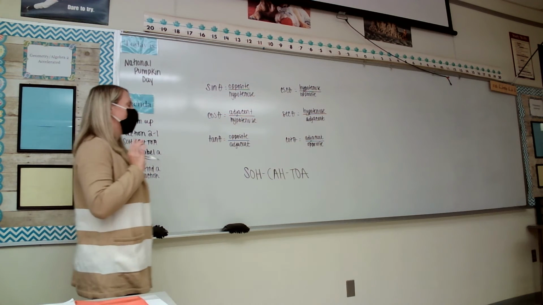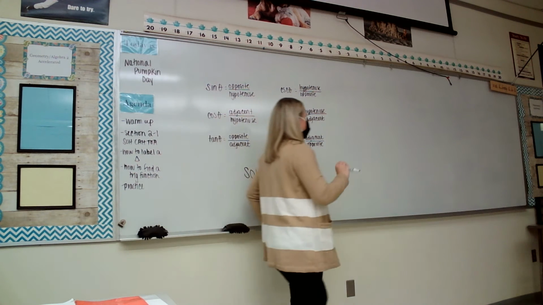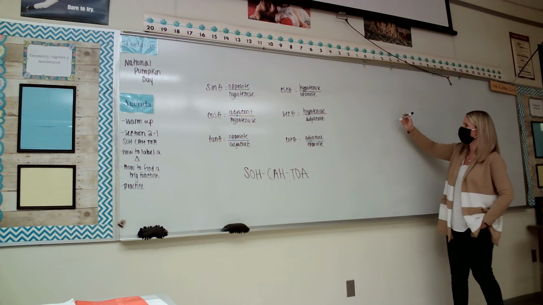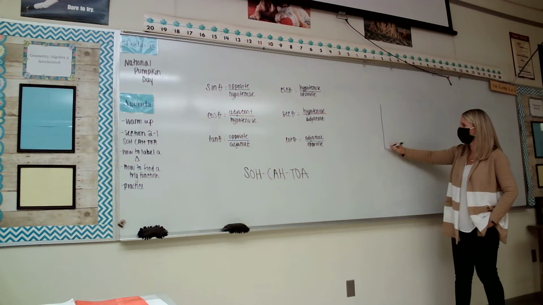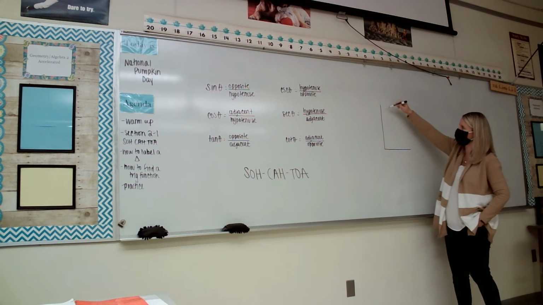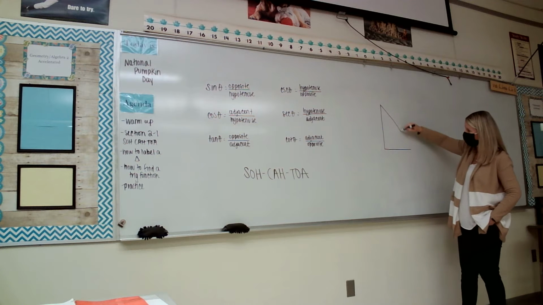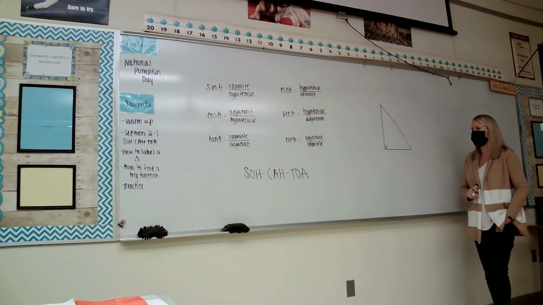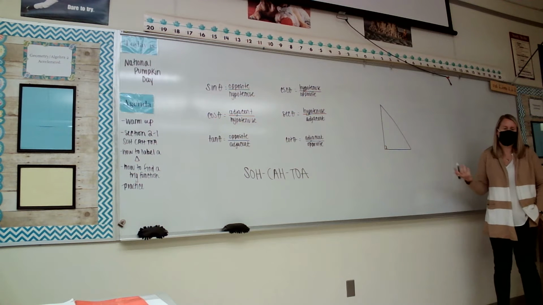So one other thing that we very much need is we need to make sure we're okay with labeling a triangle. So I'm going to draw a right triangle. For all the triangles in this chapter, and to use all this fun stuff, it needs to have a 90-degree angle. We're usually going to label it ABC just out of habit.